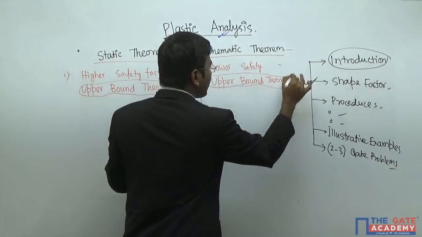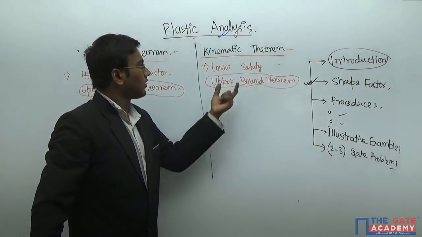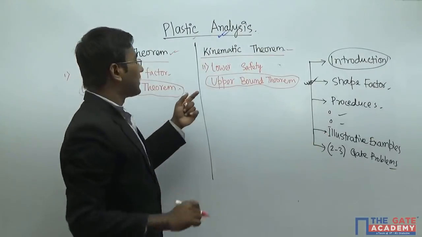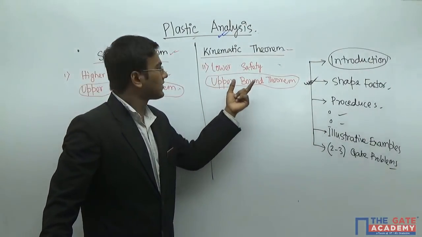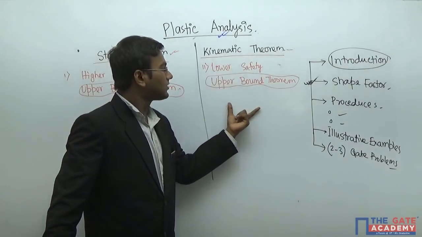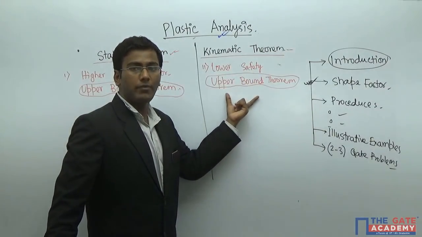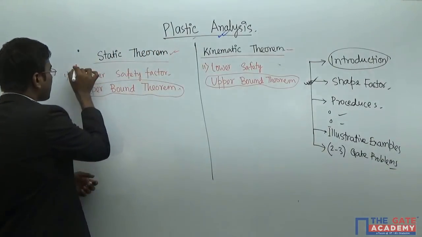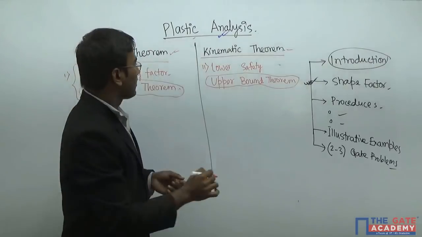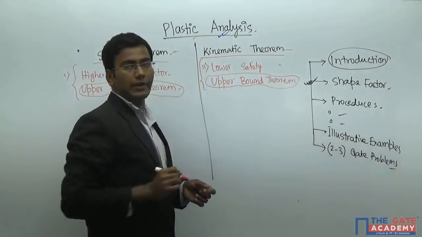Because in kinematic theorem, we generally go with the ultimate load value. Ultimate load value means lower safety. That's why it's termed as upper bound theorem, maximum load. So this is the basic thing of a static theorem, and this is a thing of kinematic theorem.